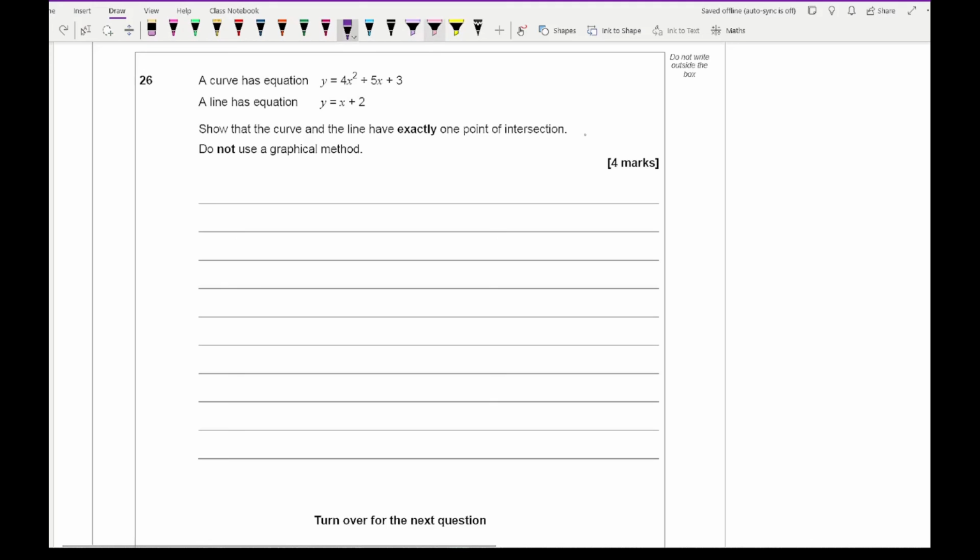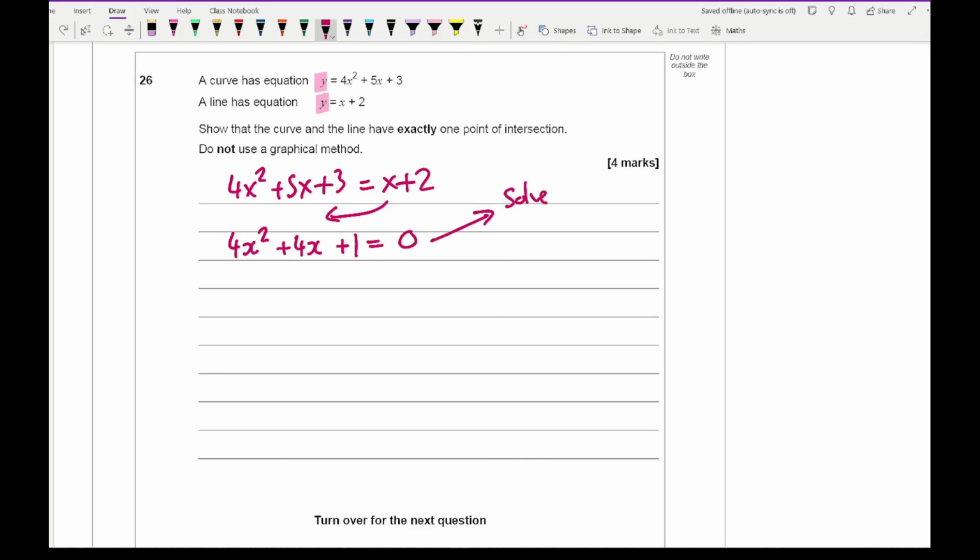So what we need to do first is notice that both equations are equal to y. To find the intersection point, I make the two equations equal to each other. So here I've got 4x squared plus 5x plus 3 equals x plus 2, and then this slowly starts to resemble a quadratic equation. If I take all of this over to the side, I end up with 4x squared plus 4x plus 1 equals 0. Now what I then want to do is solve.